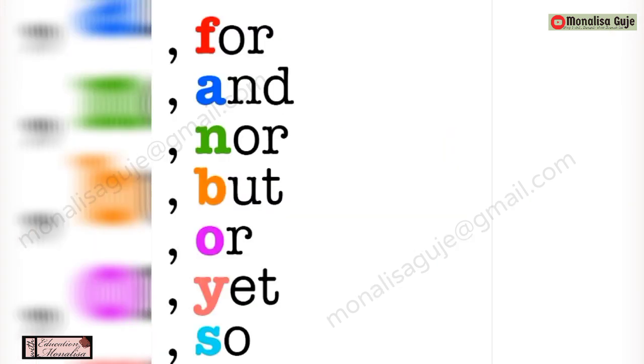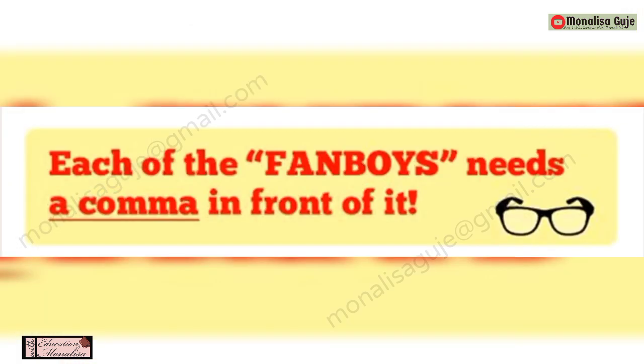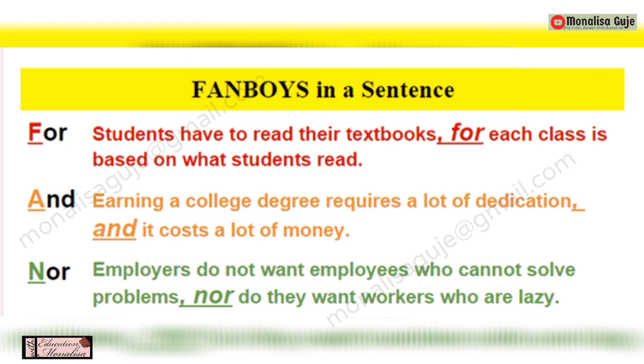Which are the coordinating conjunctions? You can see it right here. For, and, nor, but, or, yet, so. How to keep it in mind? Fanboys. Fanboys, fanboys. And before each of the fanboys, there is a comma. So each of the fanboys needs a comma in front of it. This is the way you can keep it in mind. I hope this is helpful. So coordinating conjunction means fanboys. I hope you remember the full form of fanboys.